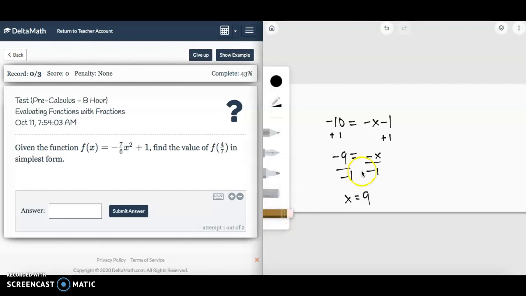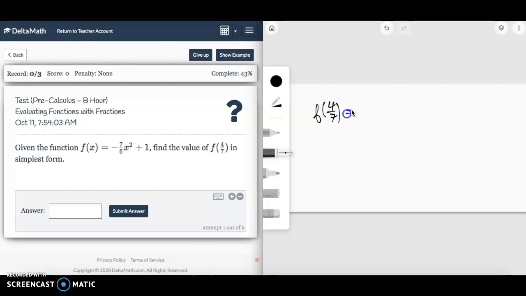Don't be freaked out by fractions. You might just need to whip out your calculator if you're not particularly comfortable with them. So this one says f of x is negative 7/6 times x squared plus 1, and I'm plugging in f of 4/7. So f of 4/7 equals negative 7/6.